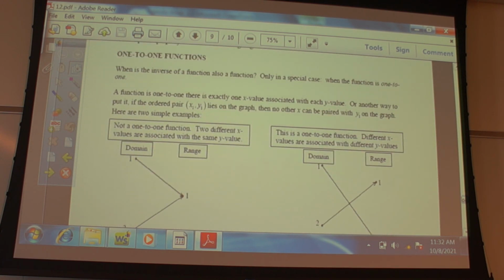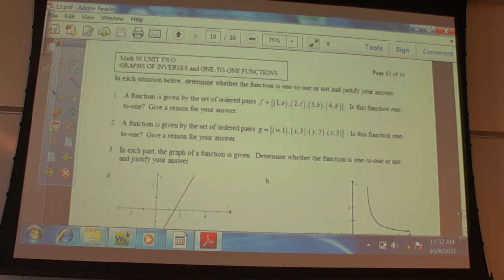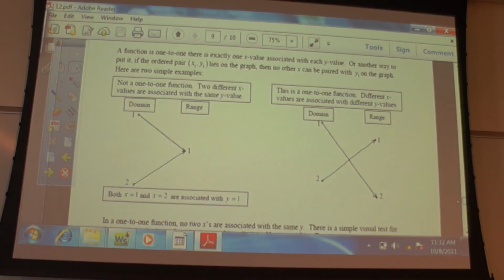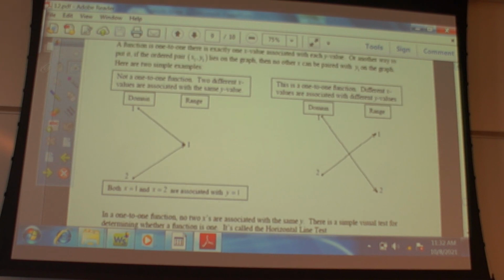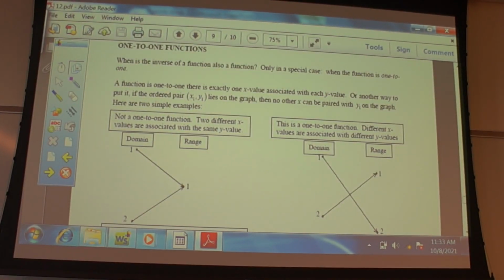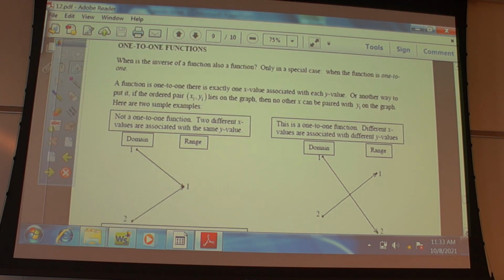So then we're going to talk about some more stuff about one-to-one functions. One-to-one functions. Okay, so we're on page, what is this? Yeah, I need a reader for this part, the one-to-one function part where it says one-to-one functions. Eric, go ahead. Right here.